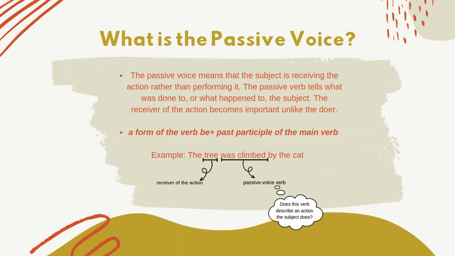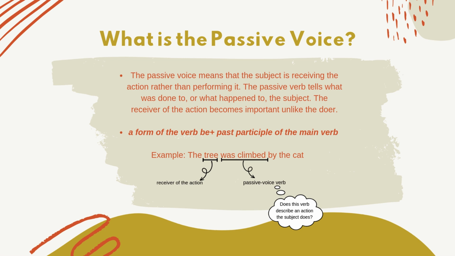The passive voice means that the subject is receiving the action rather than performing it. The passive verb tells what was done to or what happened to the subject. The receiver of the action becomes important, unlike the doer. So in the active voice, we focus on the doer, but in the passive voice, we focus on the receiver. Let's take an example. The tree was climbed by the cat.